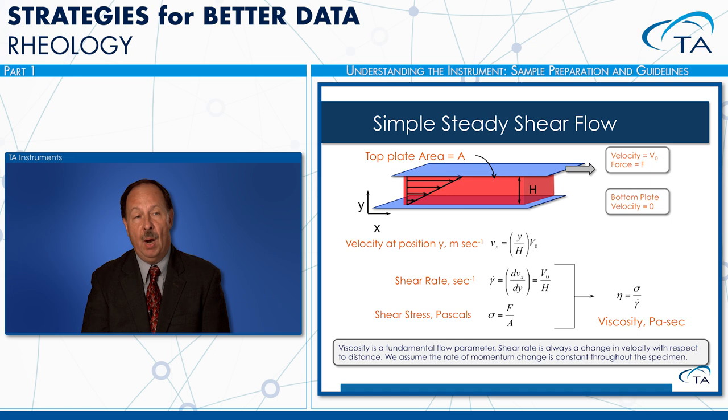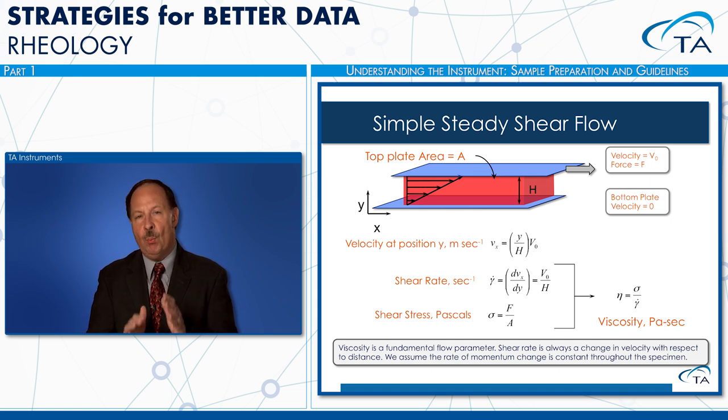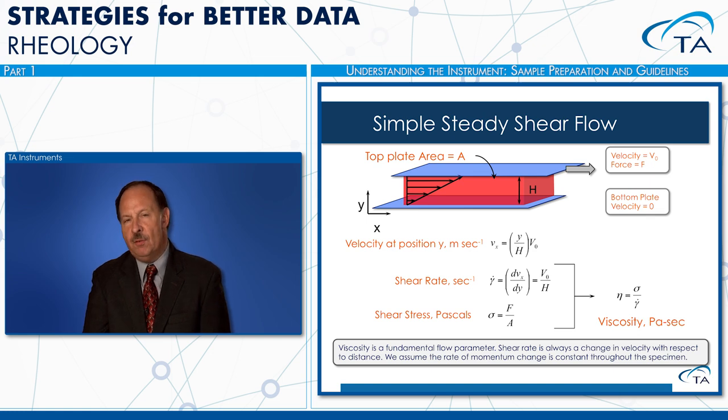If we plug in the particles that are at height H, we see that these particles are moving with the velocity capital V0. Essentially, what we're saying is that we are not getting slippage between the particles and the plates. And we have this linear relationship between the velocity and the height y above the bottom plate. We define this fundamental flow parameter that we call the shear rate. And it's designated by the symbol gamma with a dot over it. The dot refers to a time derivative. And that's equal to the change of the velocity in the x direction versus the change in the y direction.